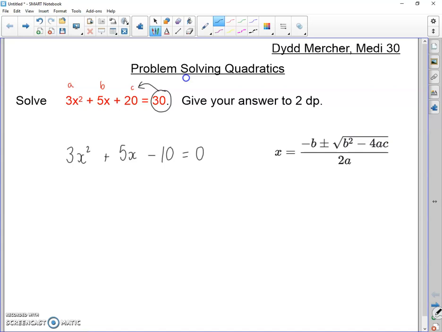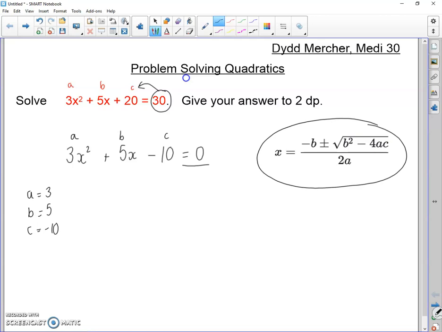Okay. Now it's equal to 0 by here. Now we can put our numbers into the quadratic formula. So A is 3, B is 5, and C is minus 10. I've got the quadratic formula over here, so all I've got to do now is put the numbers in.